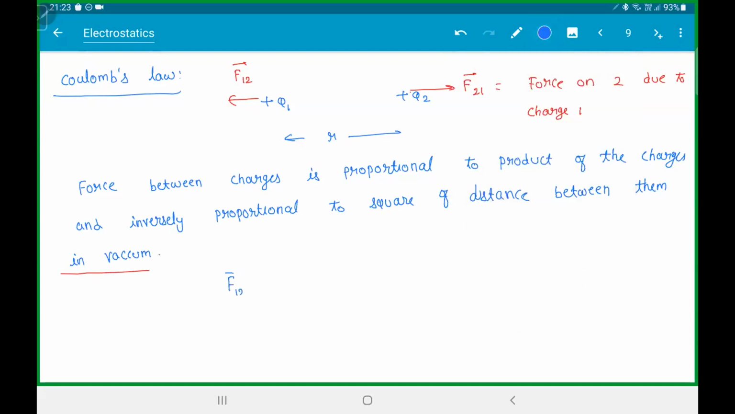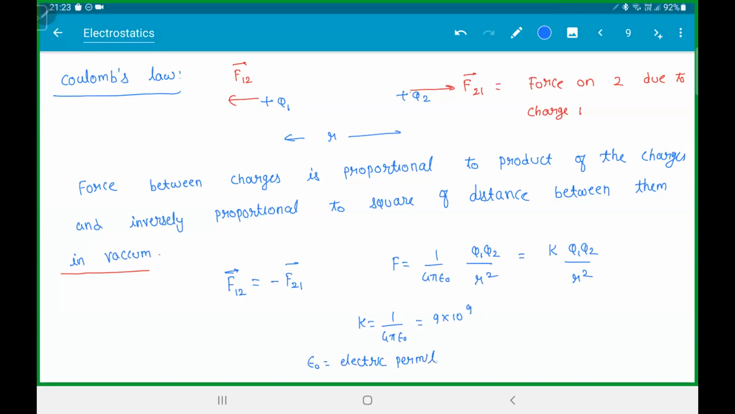So here F12 is equal to minus F21, Newton's third law. Forces are equal and opposite. And this magnitude F is given by 1 by 4 pi epsilon, Q1 Q2 by R square. This we will write as K Q1 Q2 by R square. So this K is nothing but 1 by 4 pi epsilon, whose value is 9 into 10 power 9. This epsilon is called electric permittivity of vacuum. We will discuss this in detail in the next page, whose value is 8.85 into 10 power minus 12.